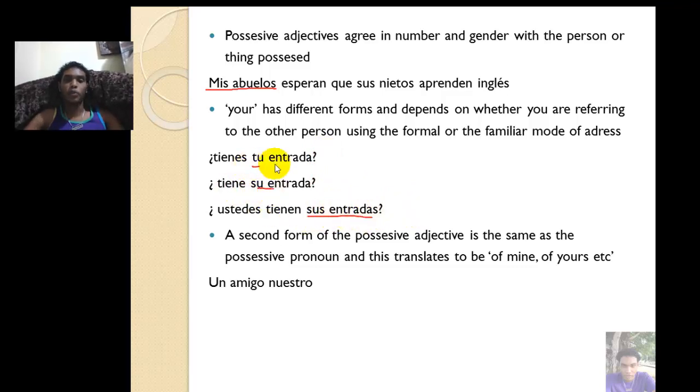A second form of the possessive adjective is the same as the possessive pronoun, and this translates to be of mine, of yours. Un amigo nuestro. A friend of ours. I tend to say, un perrito mío, or el perrito mío, that dog of mine, or ese perrito mío, that dog of mine.